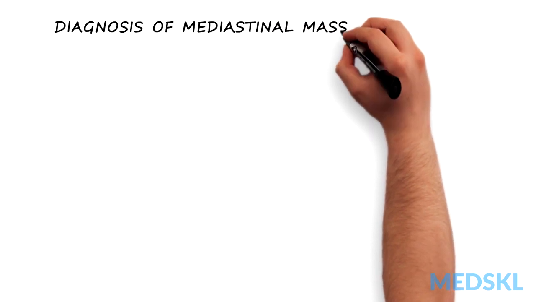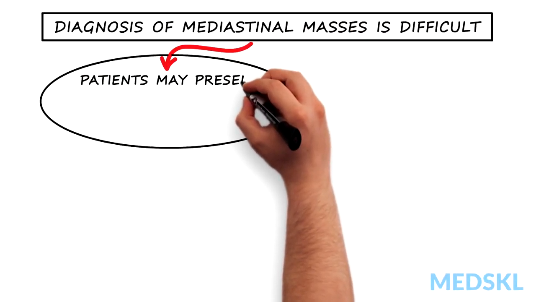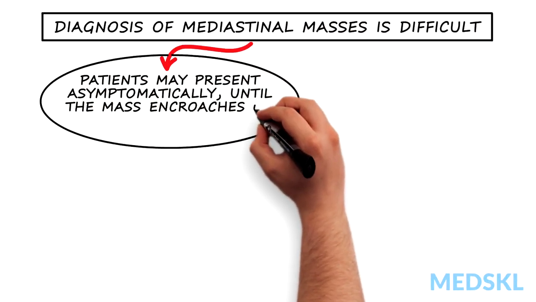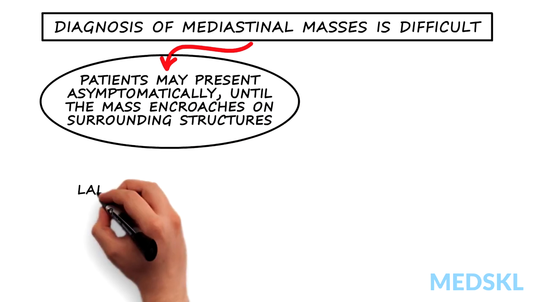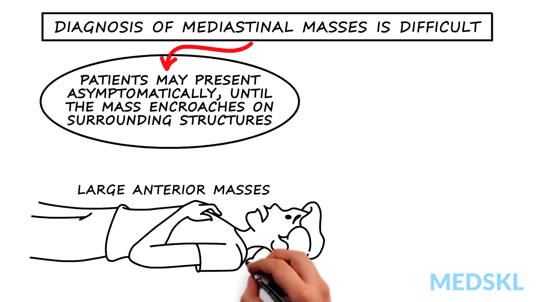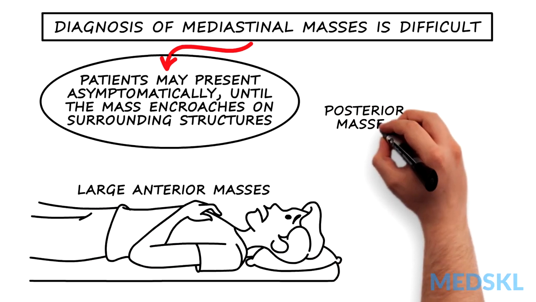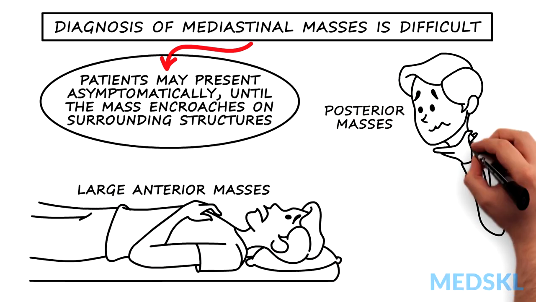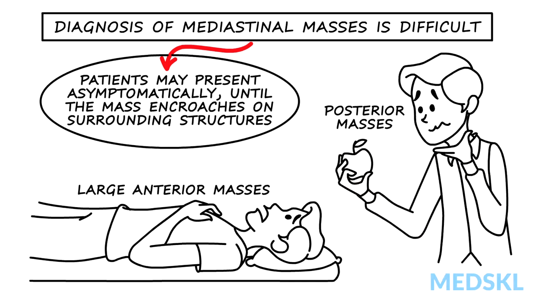Diagnosis of mediastinal masses is difficult because many patients will be asymptomatic until the mass begins to encroach on surrounding structures. As such, large anterior masses may cause dyspnea when the patient lies supine. Similarly, posterior masses may cause dysphagia or odynophagia by compressing the esophagus.